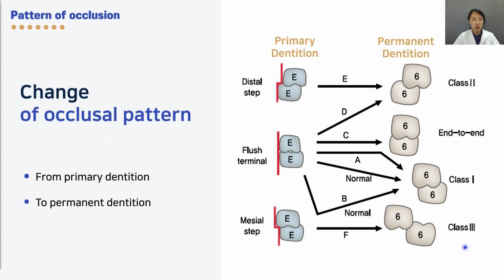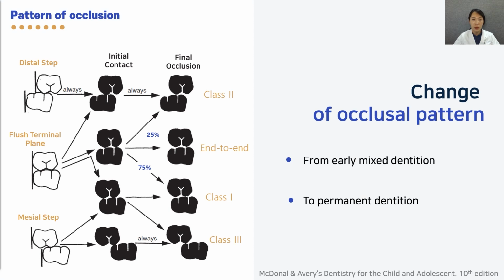When a child shows mild mesial step terminal plane, there is a high probability that class 1 molar relationship will be achieved in permanent dentition. In case of exaggerated mesial step, a class 3 molar relationship will develop. We can also predict future occlusion using relationship of the first permanent molars during initial occlusal contact in early mixed dentition.